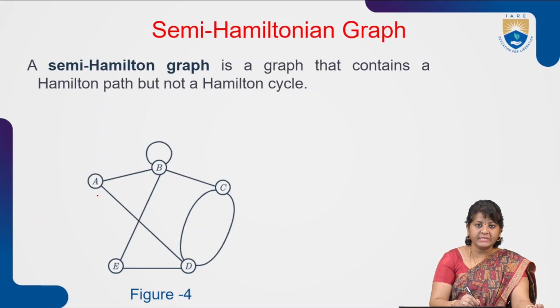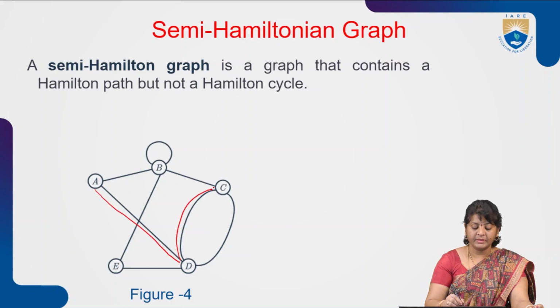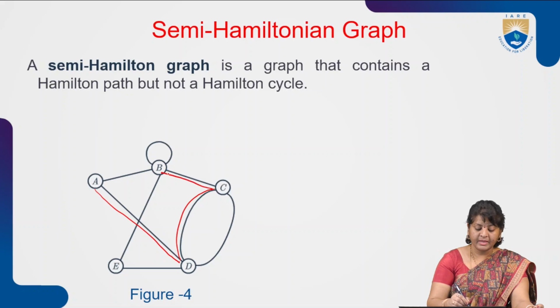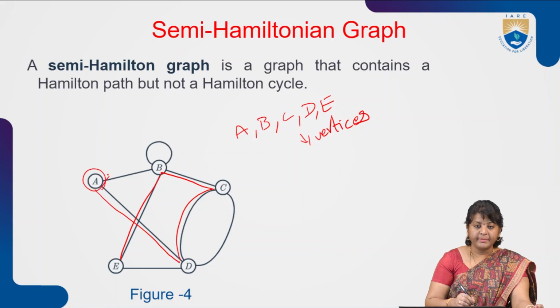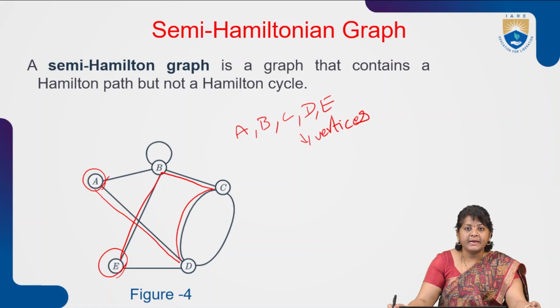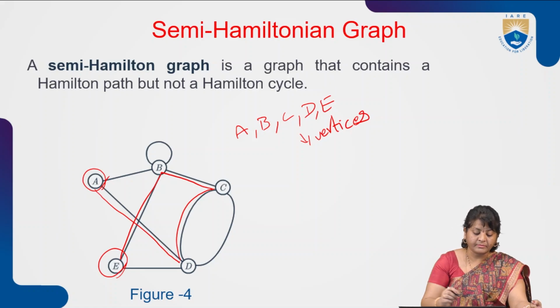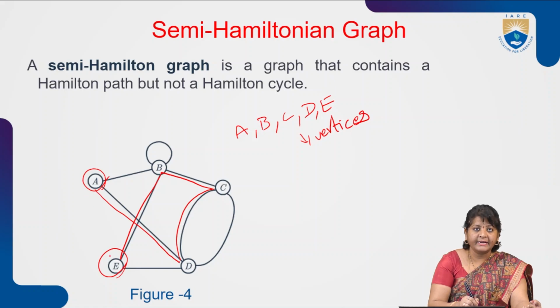So I'm going to start here at A: A to D, D to C, C to B, and B to E. So here 5 vertices are there, A, B, C, D, and E. Each vertex is visited only one time. And the starting vertex is A, but the ending vertex is E. So here we have a Hamiltonian path, but there is no Hamiltonian cycle, since A and E are not connected with each other.